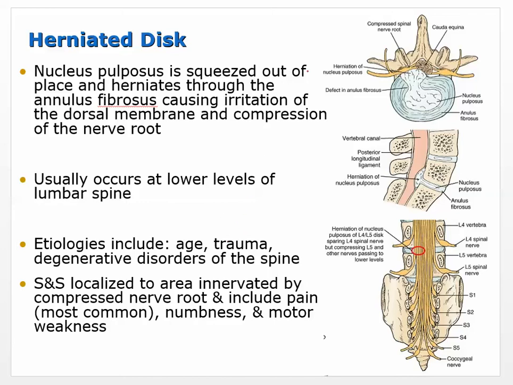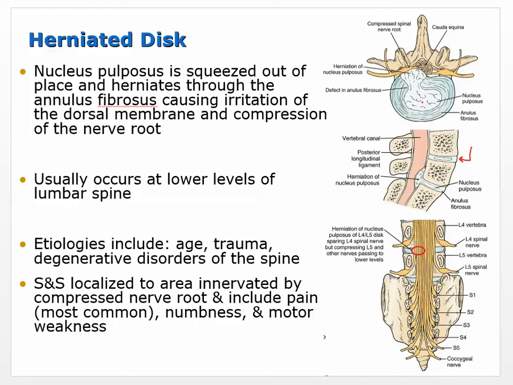Okay, so let's look at a herniated disc. So the disc is this area that's supposed to be kind of a cushioning area between the vertebrae, between the bones of the vertebrae. And there's this stuff inside called the nucleus pulposus.